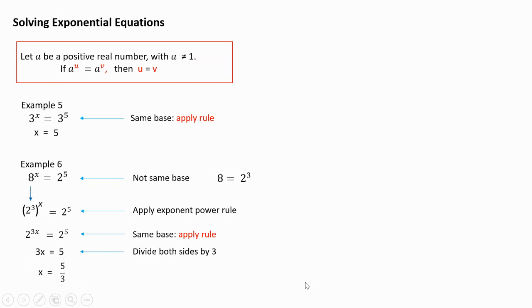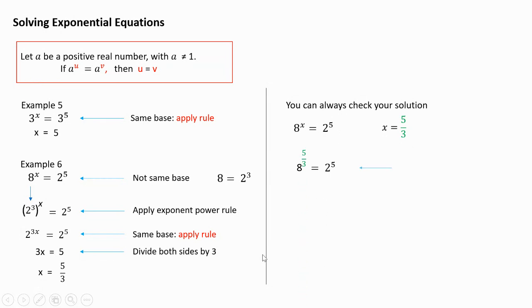The good thing about solving exponential equations and also logarithmic equations is that you can always check your answer. So let's check it. We have 8 to the x equals 2 to the fifth power, so we plug in 5/3 for x because that was my solution. If you plug 8 to the 5/3 power into the calculator, it's going to give you 32. If you plug in 2 to the fifth power, it also gives you 32.